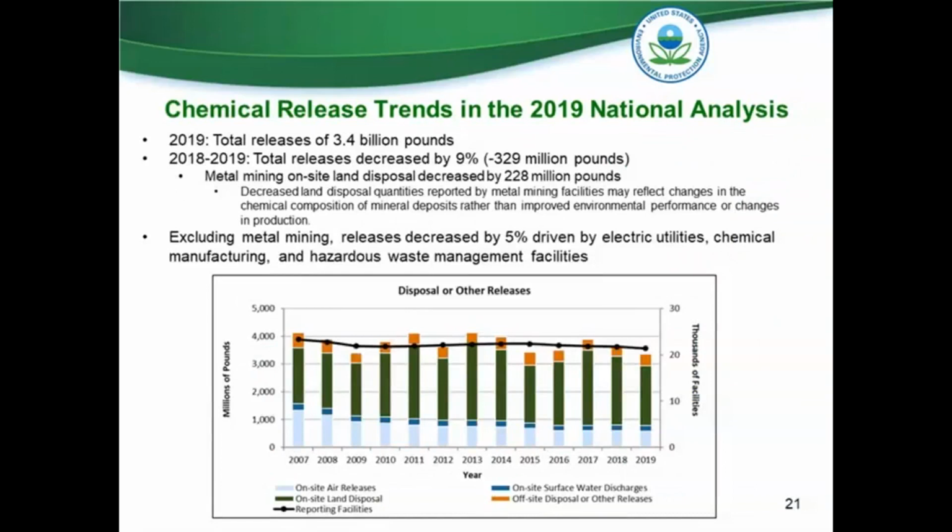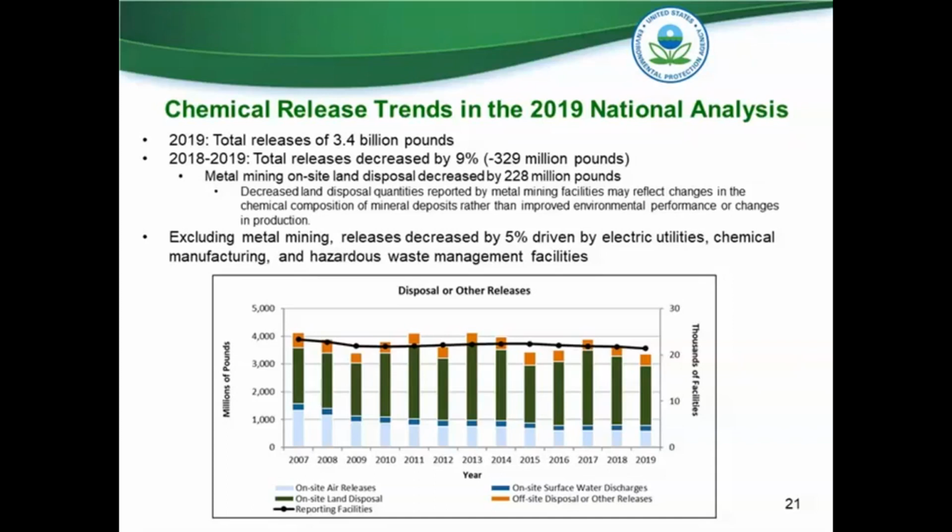Looking now at the portion of that chemical waste that was released to the environment by TRI facilities in 2019, that total for last year was 3.4 billion pounds, which represents a 9% decrease from the previous year. And that decrease is largely driven by decreases in land disposal by metal mining facilities. There is typically a lot of fluctuation year to year in the metal mining sector because of the nature of operations at metal mines and the fact that minor changes in the concentration of the naturally occurring TRI chemicals in the rock that they are mining often results in very large fluctuations in their reported releases due to the sheer quantity of the waste rock that is being moved around at metal mining facilities.